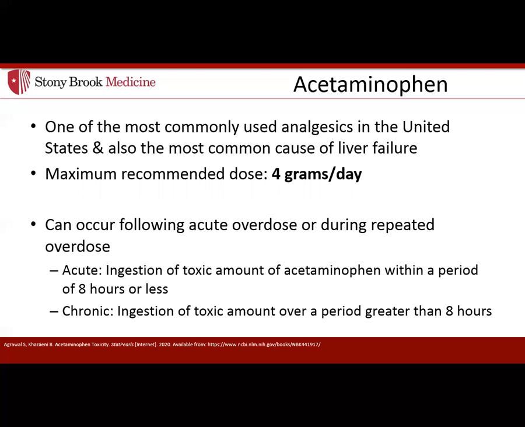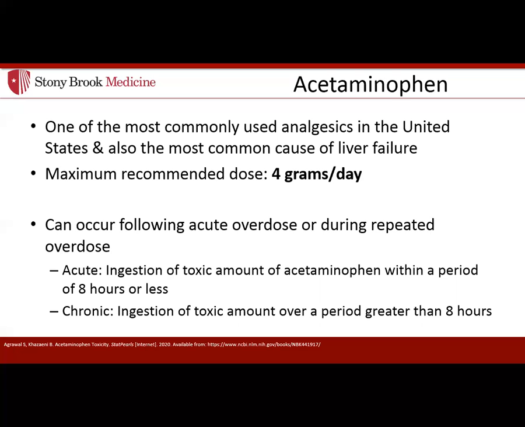So like I mentioned, although acetaminophen does have a good safety profile at therapeutic levels, it can cause severe liver toxicity if taken in large amounts. So the maximum recommended daily dose is 4 grams per day. If an adult patient takes a 7.5 to 10 gram dose, that is a minimum toxic dose for an adult. And the minimum toxic dose for a child is around 150 to 200 milligrams per kilogram per dose.